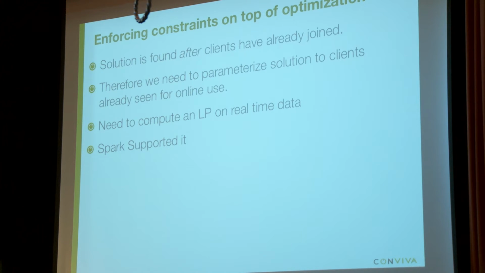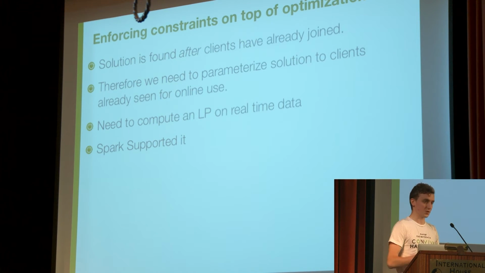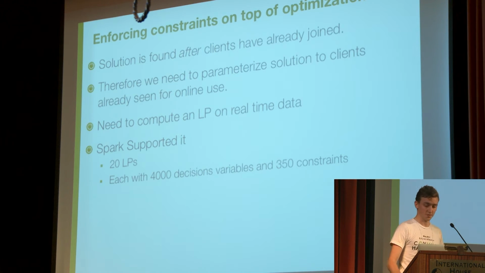And Spark supported it, right? It wasn't that all of a sudden we had this new requirement and had to rethink everything. It was a matter of simply writing the code and shipping it out. As long as we have the native libraries on the Spark nodes themselves, we're good to go. And currently, in trials, we ran it on 20 LPs, each with 4,000 decision variables and 350 constraints, give or take. And they're all computed in parallel in about 5 seconds. And this is on data that's chunked at about a minute.